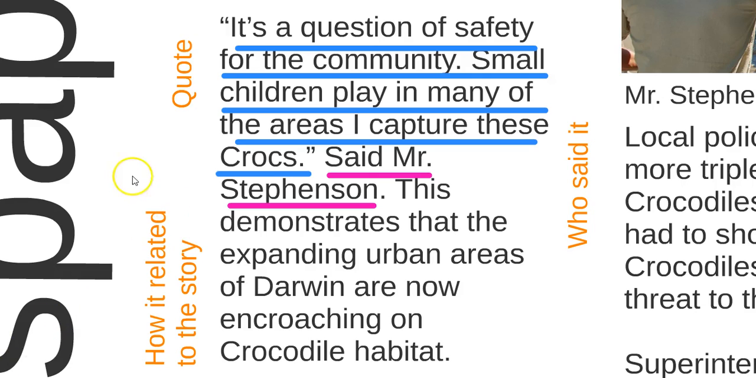So when we include a quote, we have the quote, and we clearly put inverted commas to show where the direct speech begins and ends. We also need to say who is saying the quote, said Mr. Stevens, but we also need to say how the quote relates to the story. Why are we including this in our story? Why is it relevant for the reader to know this? It's very important that you include quotations on a number of occasions during your newspaper articles, and you do it correctly.